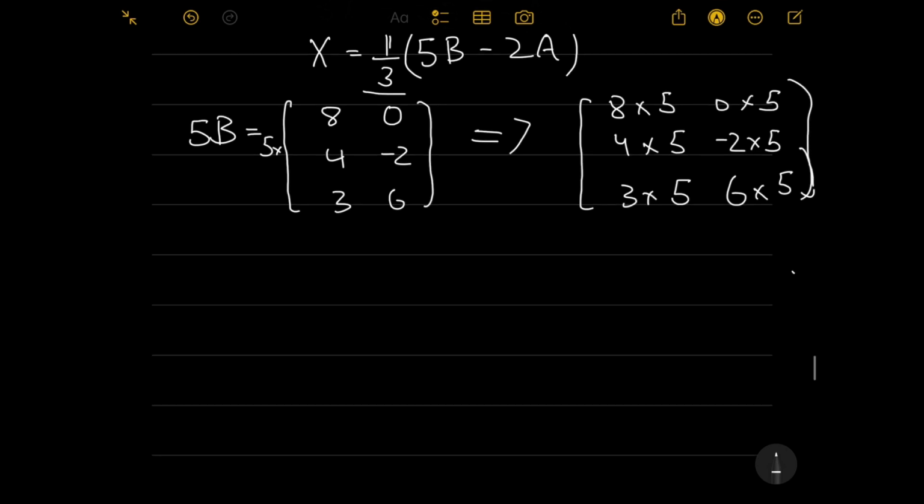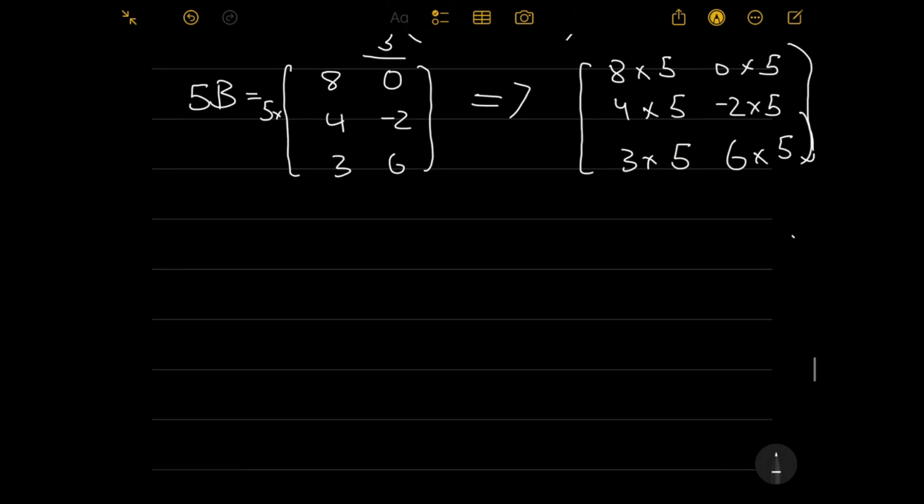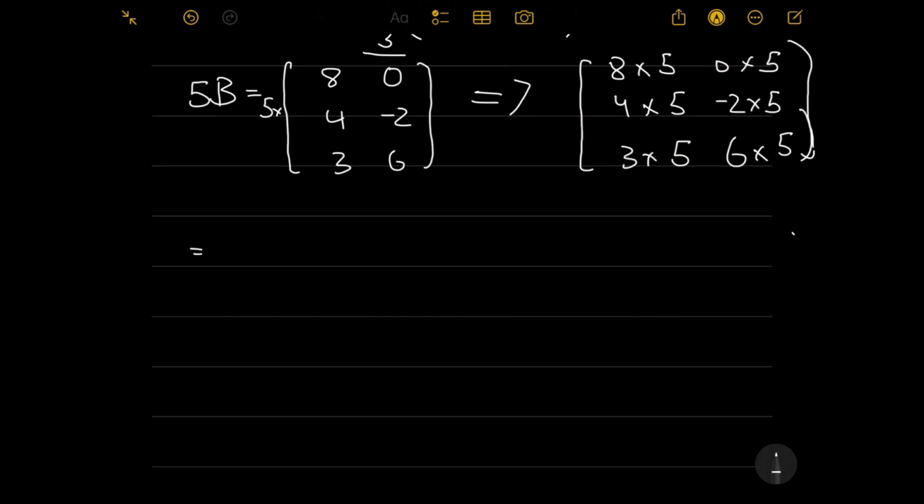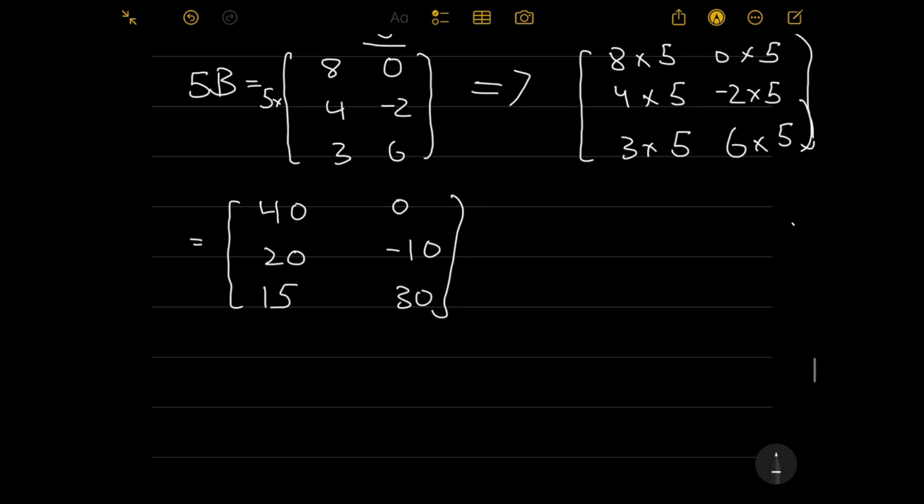Okay, so here is our value. So 8 5s are 40. Then 0 into 5 is 0. 4 into 5 is 20. Minus 2 into 5 is minus 10. And 3 5s are 15. 6 into 5 is 30. So this is 5B.